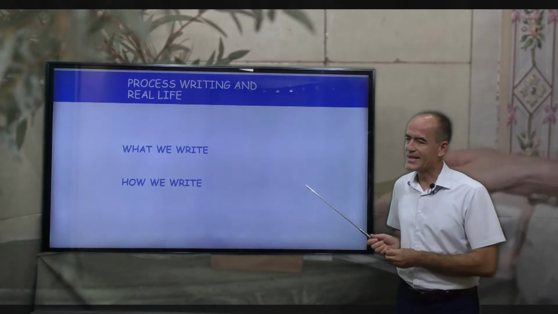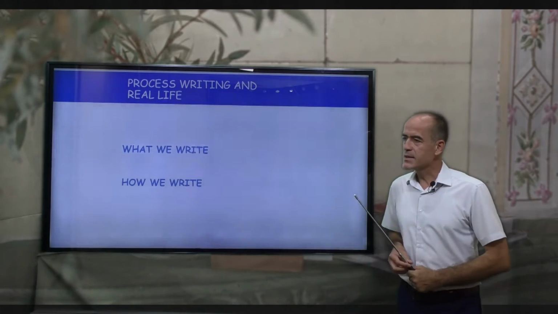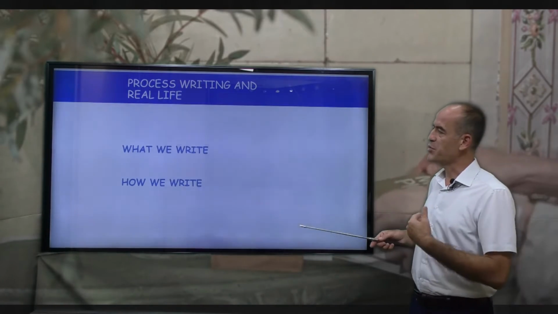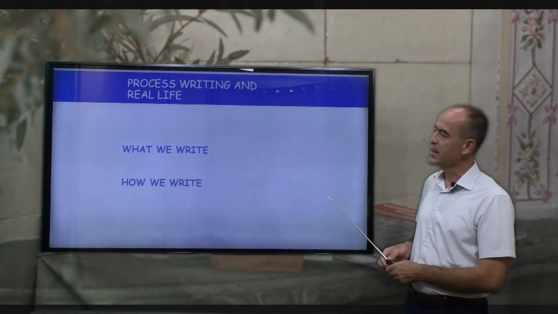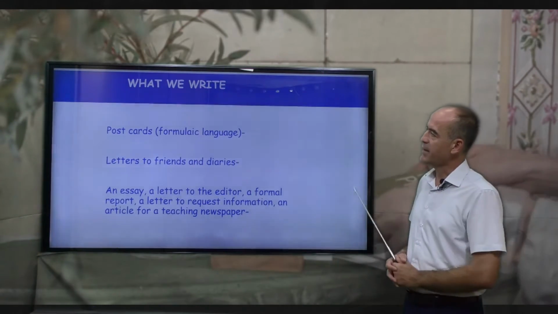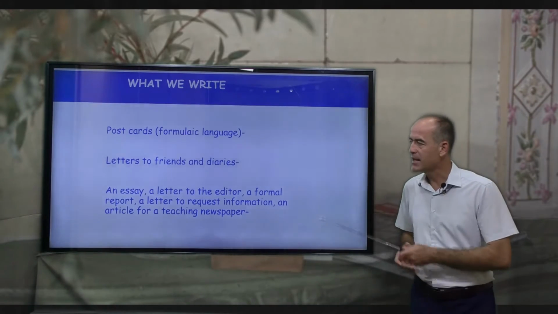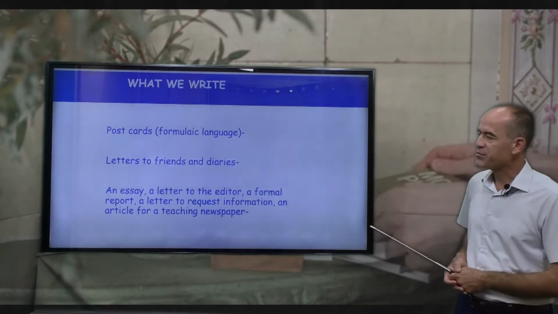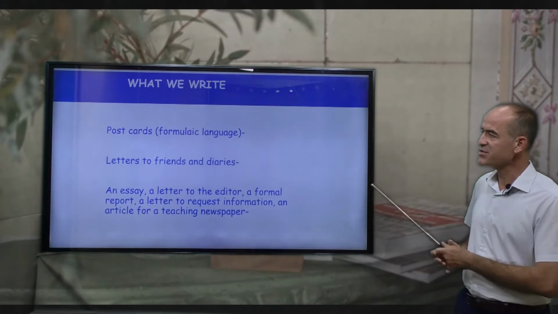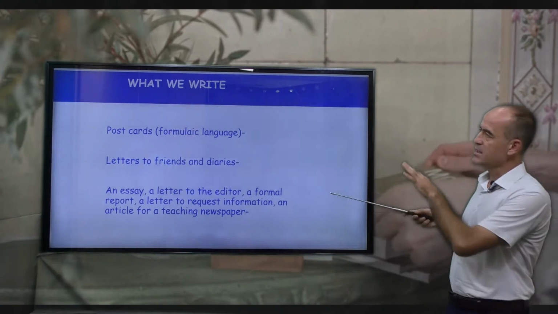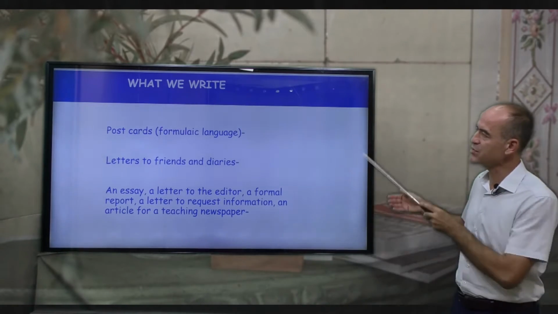And now let's talk about process writing and why process writing is better. Because process writing is similar to the writing in real life. In real life, we have a purpose for writing, and we know what we write and how we think about what we're going to write and how we're going to write. In real life, we write postcards, letters to friends and diaries, essays, letters to the editor, a formal report, a letter to request information, an article for a teaching newspaper.